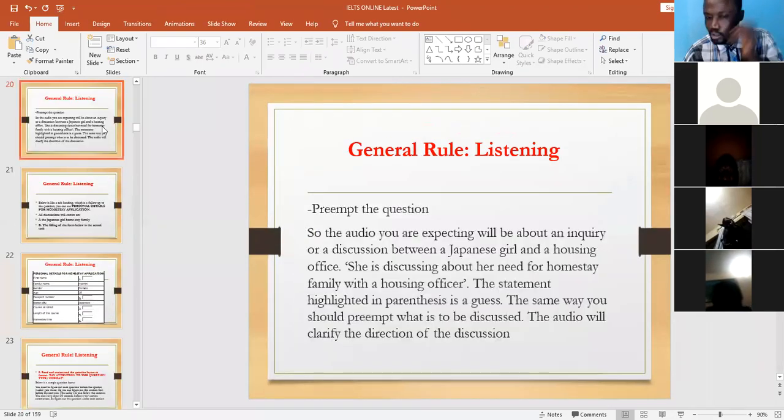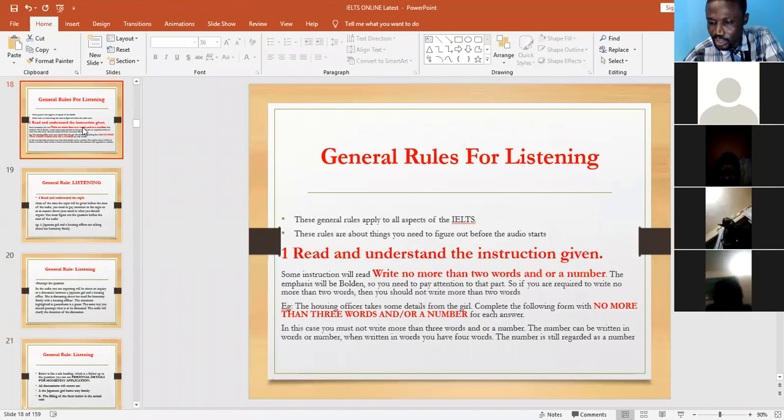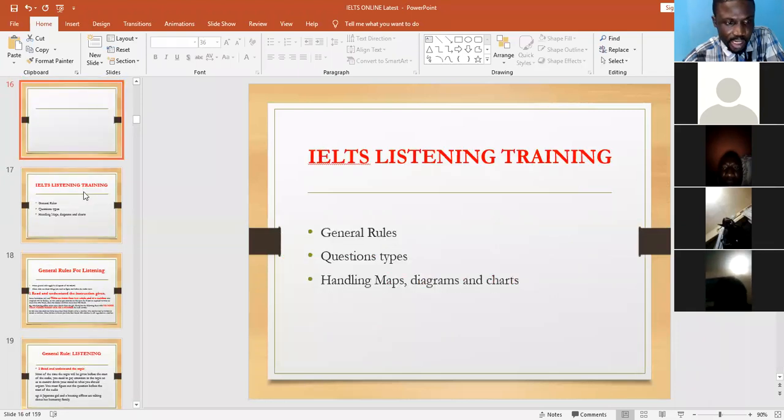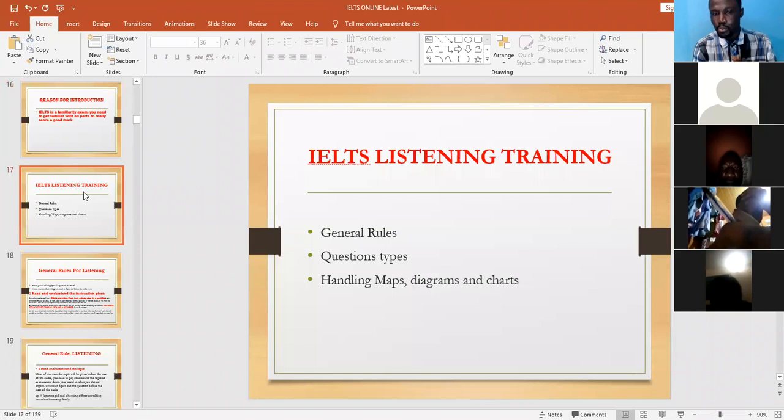Actually, I'm going to run a repeat of what I did in the last lecture for those who are just joining, because I don't normally do this, but I think I have a lot of new faces today. Listening is not something very tough, but I'm going to start. I normally teach listening under three topics: the general rules, question types, and handling maps, diagrams, and charts. So this evening I'm going to start off with the general rule.